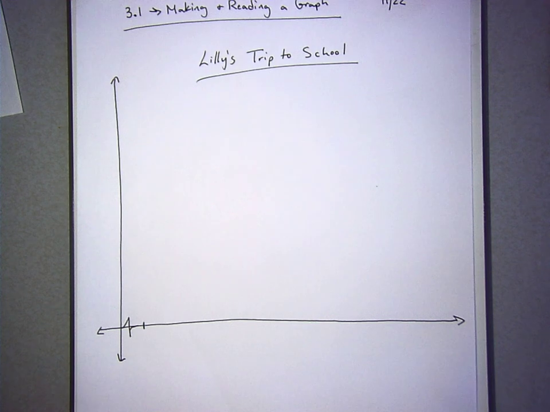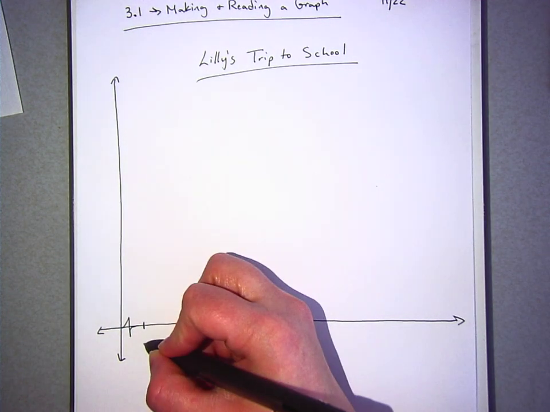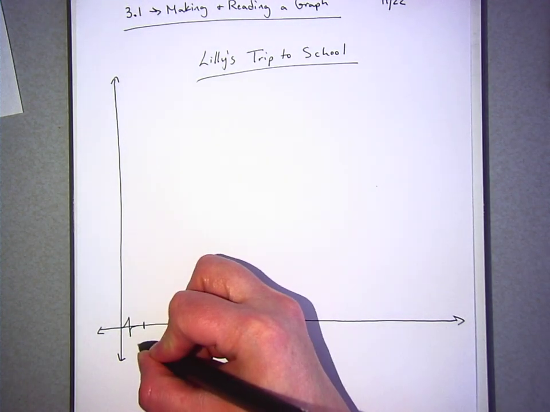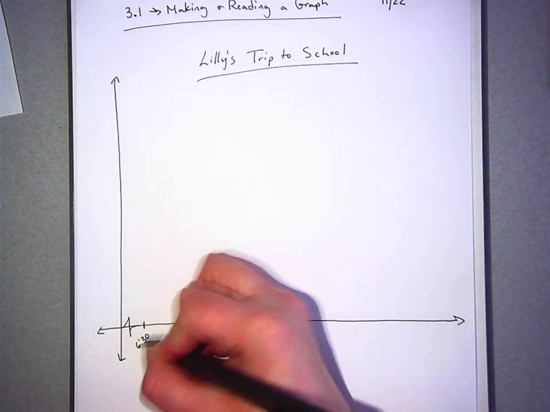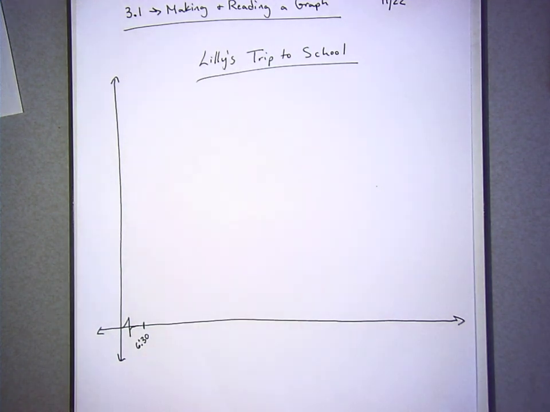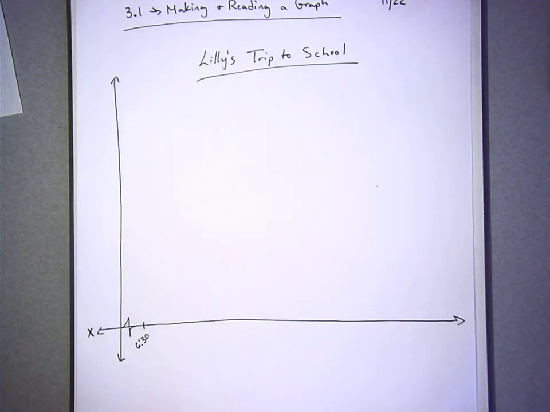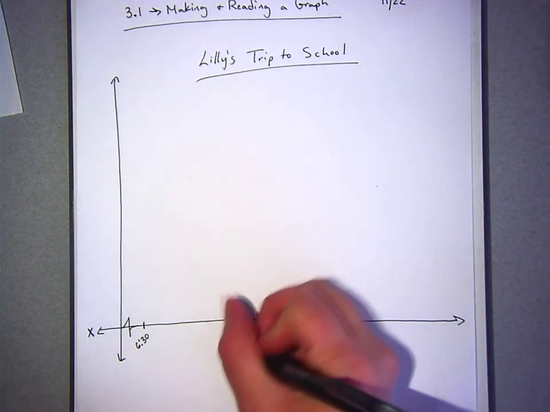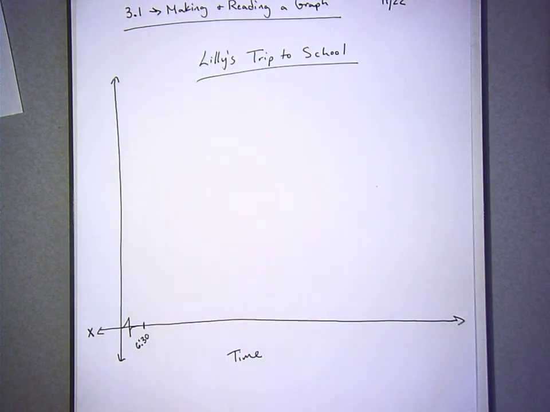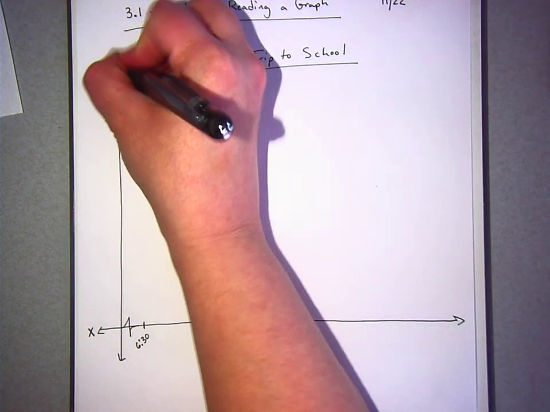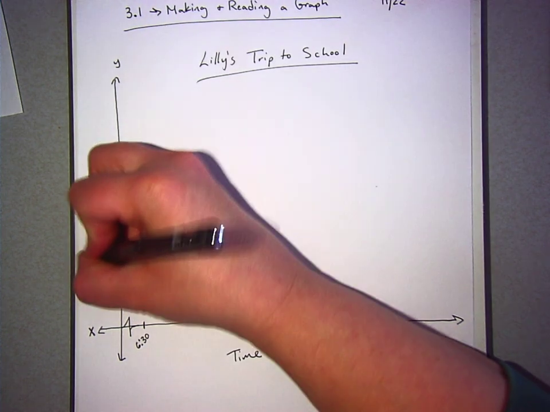Okay. Lily, what time do you normally get up for school? 6:30. Okay, so we're going to start at about 6:30 in the morning. And what label do you think I should put down here on my x-axis? Time. This is time. It's an independent variable. It keeps on moving no matter what. Okay. And on my y, I'm going to write distance from school.